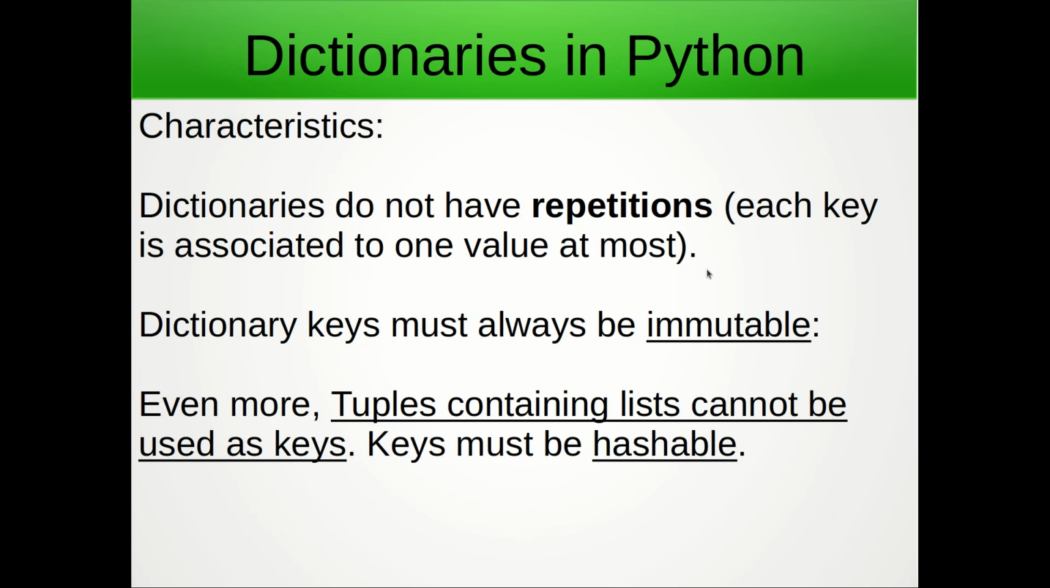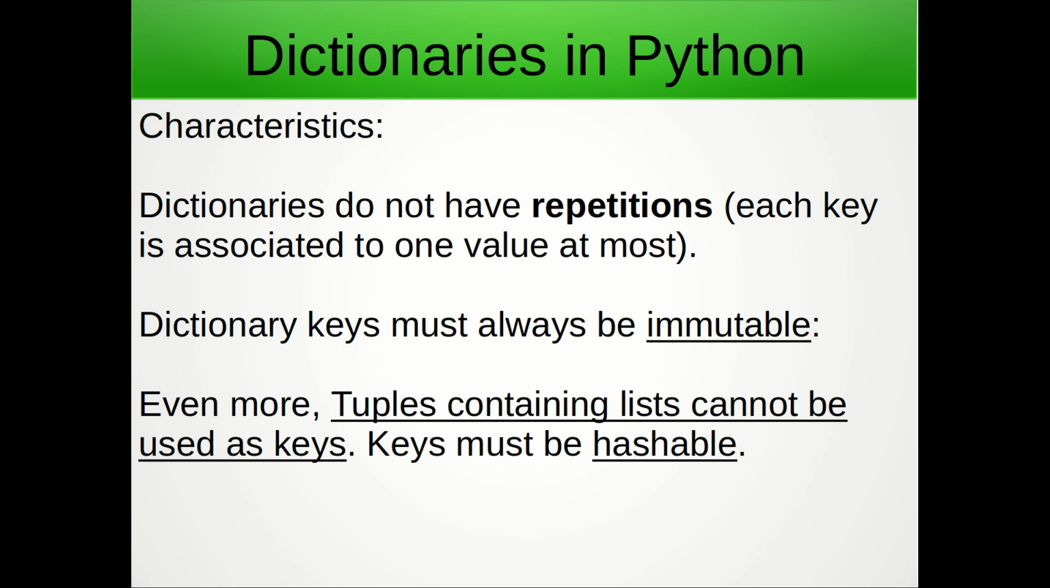In general, dictionaries do not have repetitions, so each key is associated to one value at most. Each key in my universe can be associated to one value or to zero, but usually not to two. What does this mean? Going back to the previous examples, each person had one telephone number, not two. When I swipe my Suica card, my personal identification number only identifies me. It cannot identify anyone else. Okay?